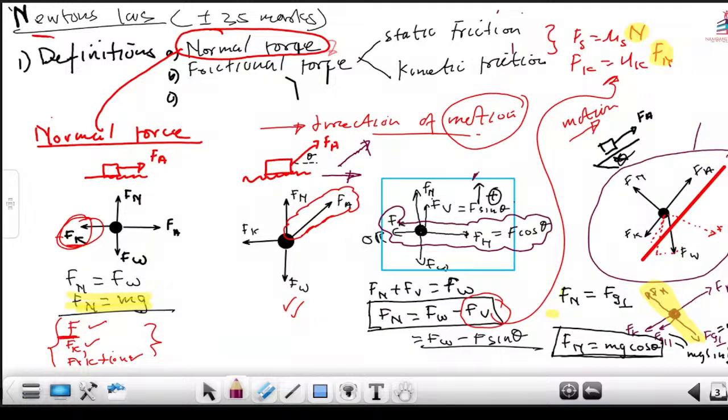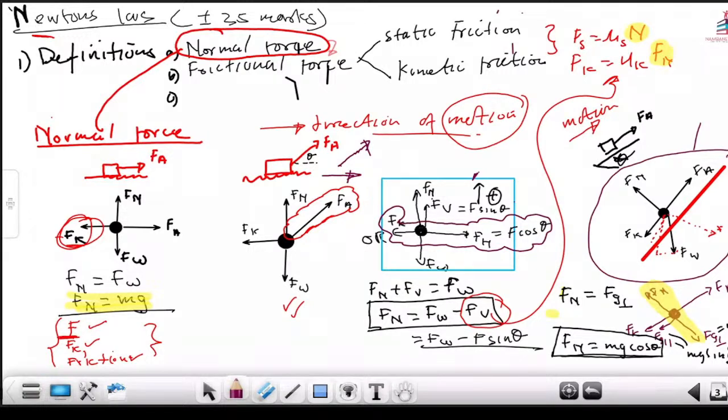Sir, if we calculate, let's say we're done calculating everything and we get a negative answer, what does that mean? Okay, a negative answer for what? For acceleration or for tension? For a force.